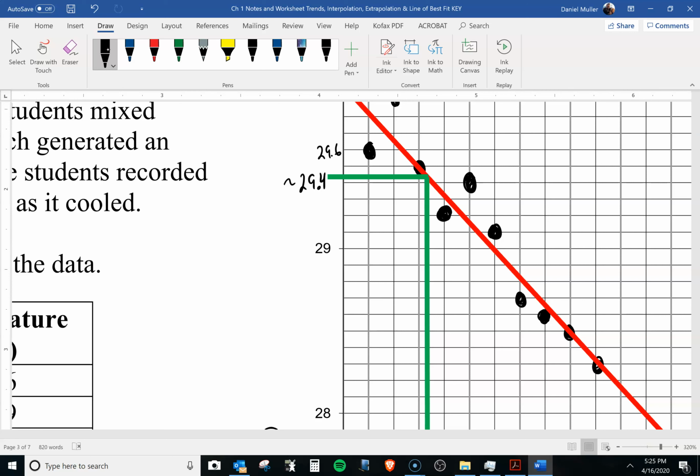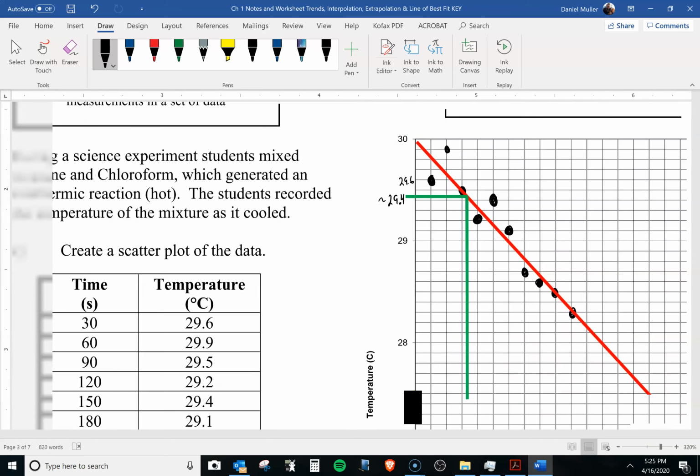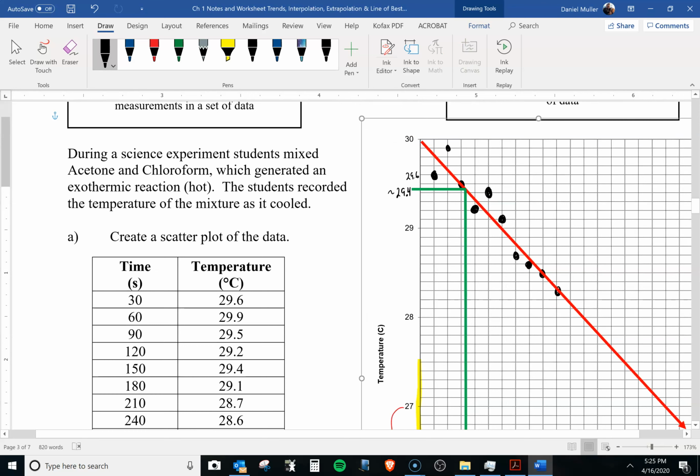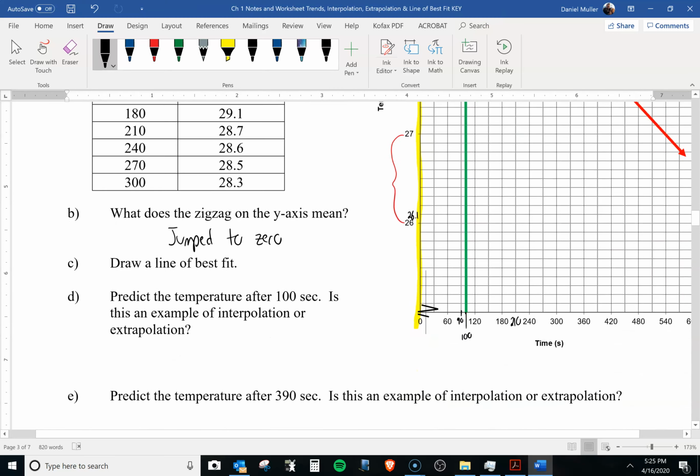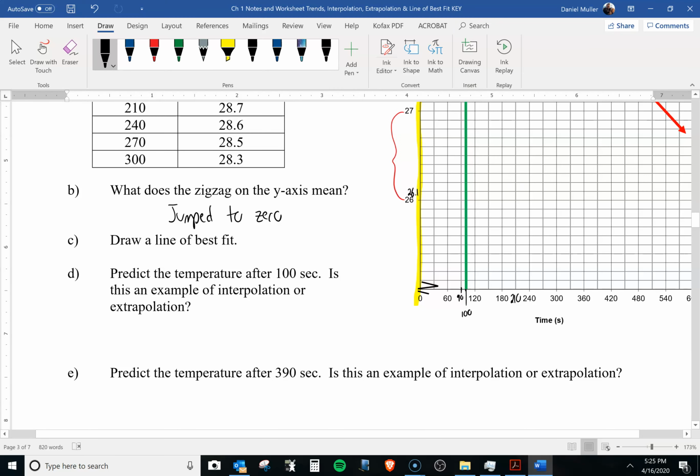Now yours that you do on your drawing might be 29.5 or 29.6, or might be 29.3 or 29.2, just depending on your line of best fit, because we're just guessing, right? That's what I told you at the very beginning. When you interpolate or extrapolate, you're just guessing, based on this line that you created. So I've guessed using mine. I did 100 seconds. I used a ruler to go all the way up till I hit my line, and then I went over. And so I guess that it's approximately 29.4 degrees.